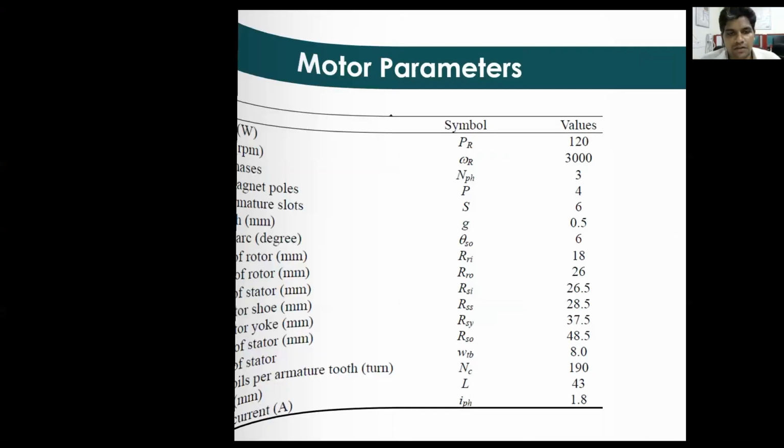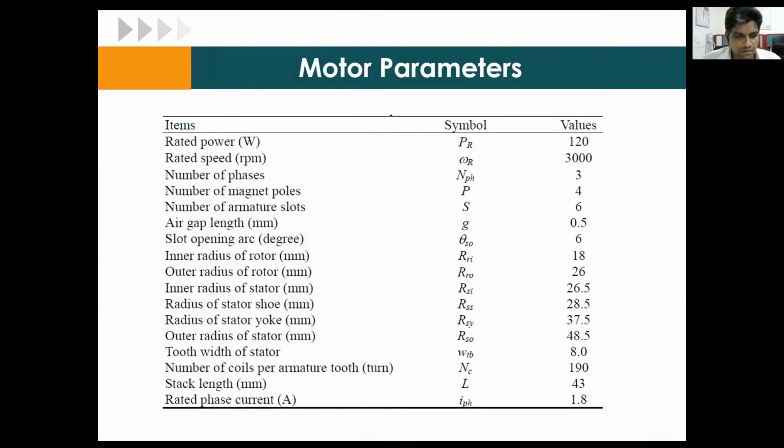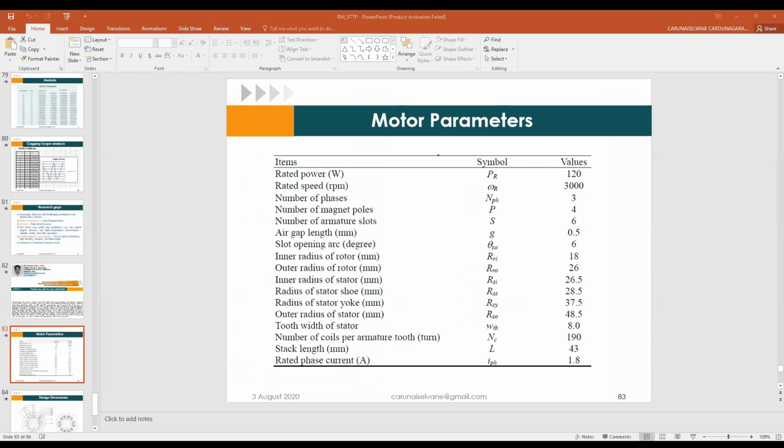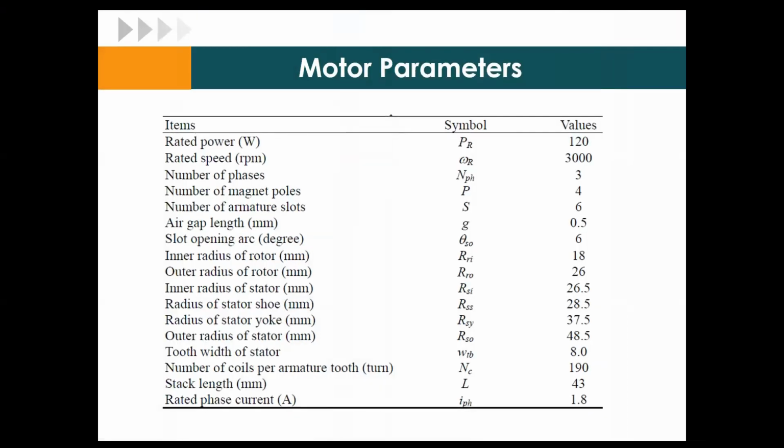This is the machine parameter. These are the machine parameters for which we are going to design now using the software. It is a 120 watts, 3000 RPM BLDC machine. These are the physical dimensions which I have got; this is my PG thesis work.